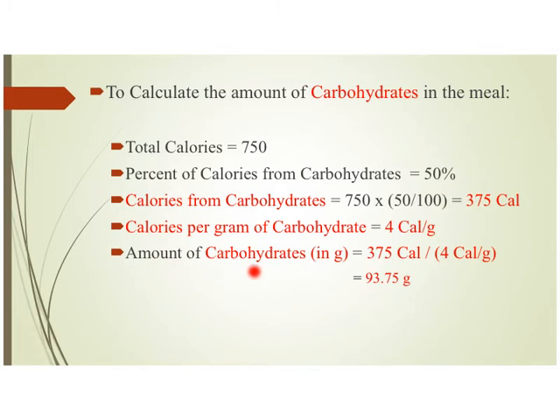Now we know that each gram of carbohydrate provides 4 calories. So the amount of carbohydrates in grams would be 375 calories provided by carbohydrates divided by 4 calories per gram provided by carbohydrate. So the total amount of carbohydrate in our meal is 93.75 grams.